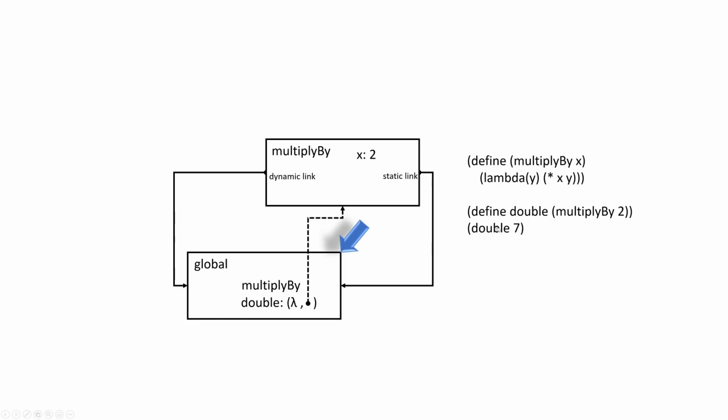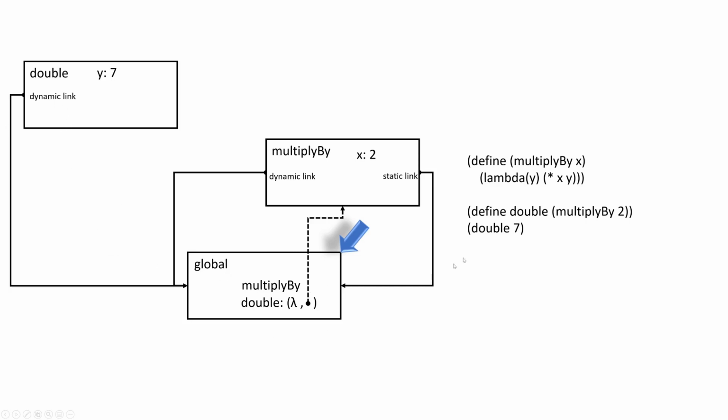So again, create an activation record for double. Create a new activation record somewhere on the heap, and add in the dynamic and static links. The dynamic link is again just the link of the calling procedure, the current active procedure here. So the dynamic link points to global because we're calling double from global. And the static link is actually just a copy of this information. We open up the closure, we take this pointer, and we store it as the static link in this activation record. That way it points to multiply by, which is the enclosing scope.